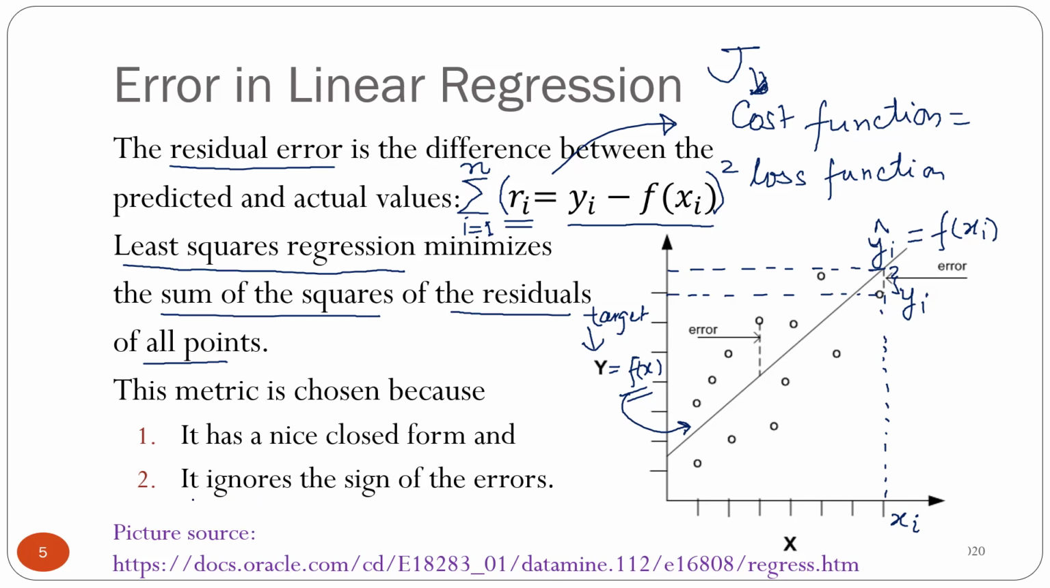Okay, so it will ignore the sign. If you square it, then that is going to ignore the sign, which is good news. By that, it doesn't matter whether you are above the line or below the line. Error is an error. So it should add up. Error should not subtract. That is something we achieve by squaring it.